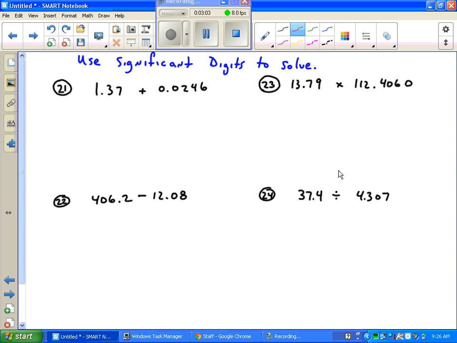For the next section, we have to use significant digits to solve these 4 problems. When you add 137 to 0.0246, you get a number that says 1.3946. You have to determine how many significant digits you have. In the first number, you have 3, and in the second number, you have 3 because you don't count the 2 zeros. So your answer needs to contain the first 3 numbers, 1, 3, and 9. 4 does not tell you to round up, so your answer with the correct amount of significant digits is 1.39.